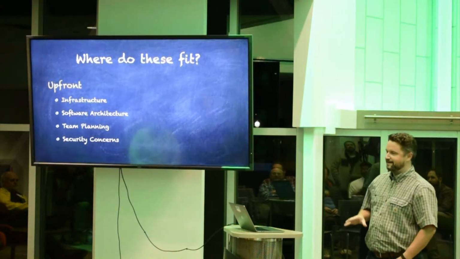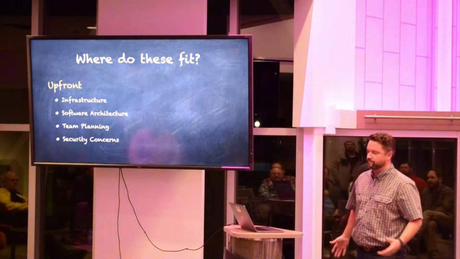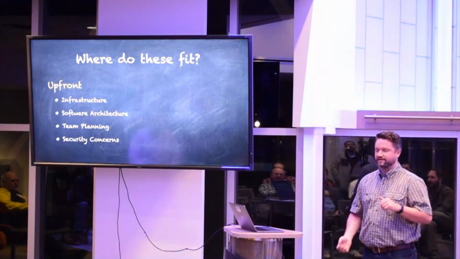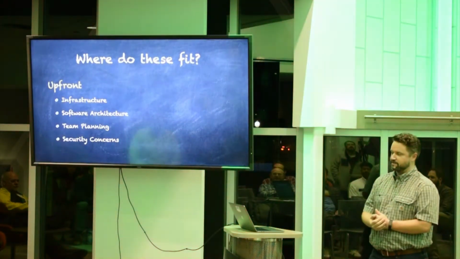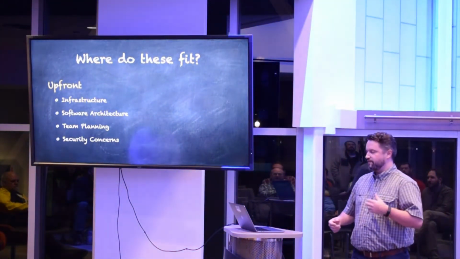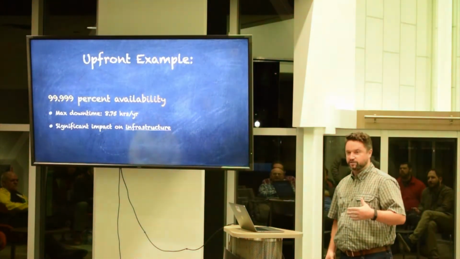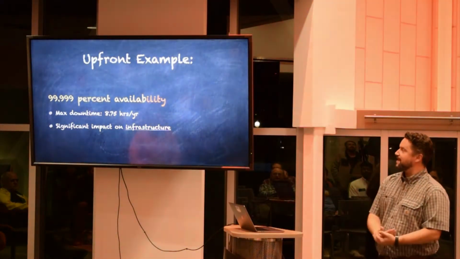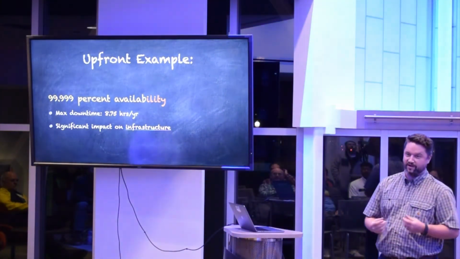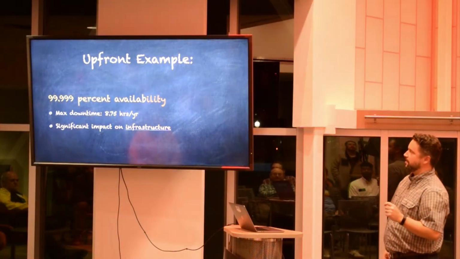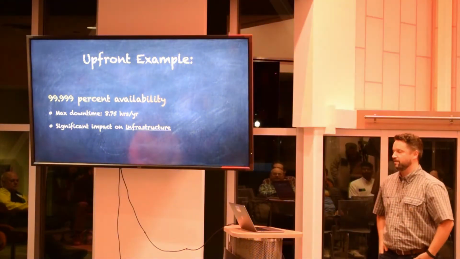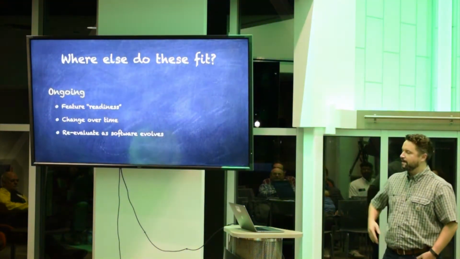First of all, up front, right? That's the obvious place that everybody knows when the ilities are mostly used, when we talk about infrastructure, software architecture, team planning, security concerns. A good example is if you say that you want your software to be 4 nines of availability, it's going to have a huge impact on your infrastructure because you have a very small amount of downtime per year. So a big impact, obviously, the upfront example of how ilities are important.